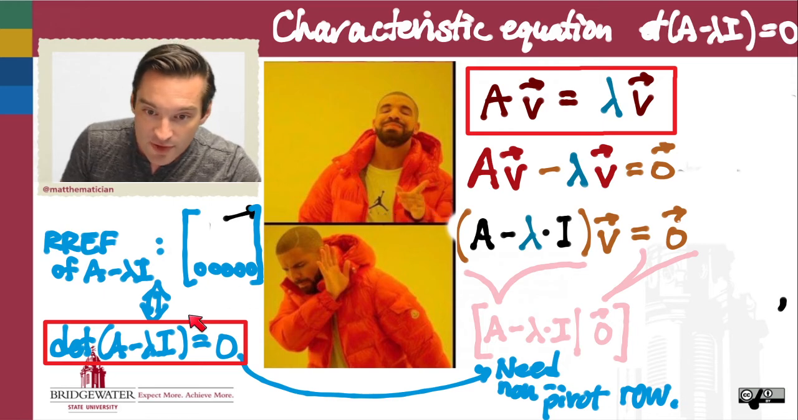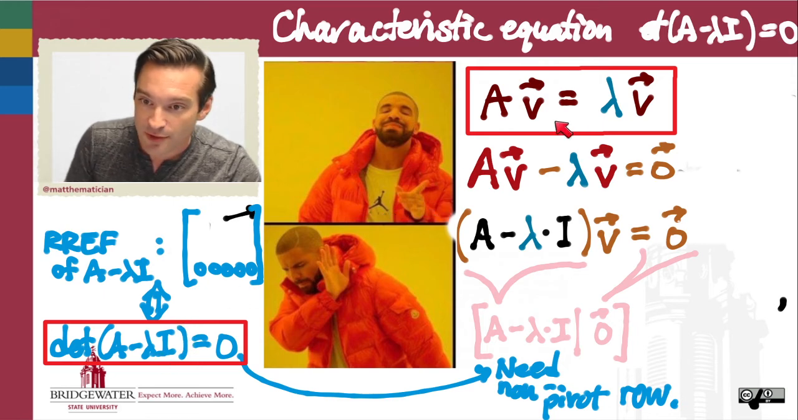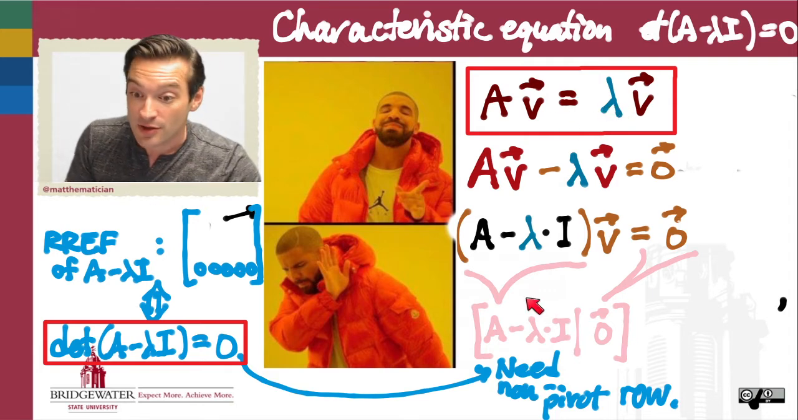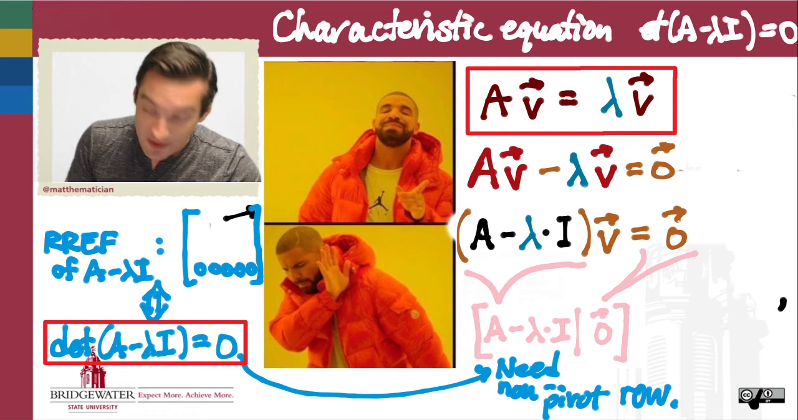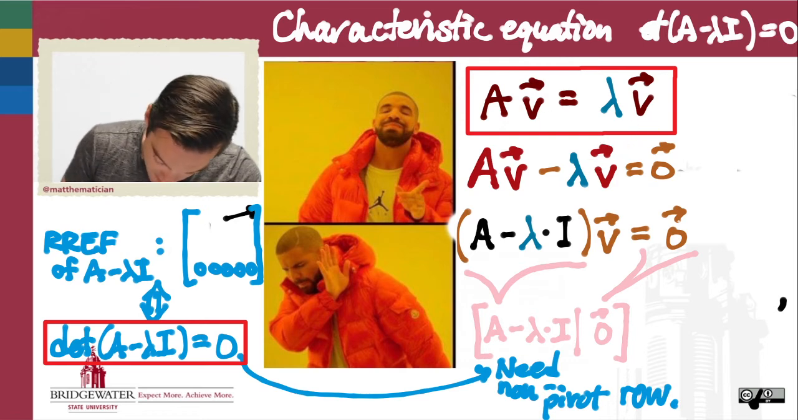And so we can use this characteristic equation to find the values of lambda. And then once I know what the values of lambda are, I can use this row reduction to find the solution set of this equation. So there's the recipe for what we're going to do.